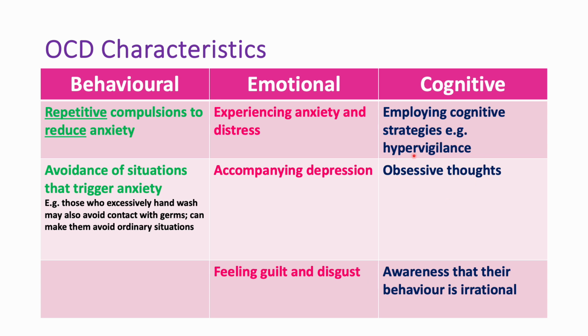And then the emotional characteristics are anxiety and distress, depression, and guilt and disgust, with the cognitive characteristics consisting of cognitive strategies such as hypervigilance, so being super on edge and paying a lot of attention to your environment, being very vigilant, being very aware, having obsessive thoughts. So if you notice, obsessions are the cognitive characteristic, compulsions are the behavioural characteristic, and then finally an awareness that their behaviour is irrational.